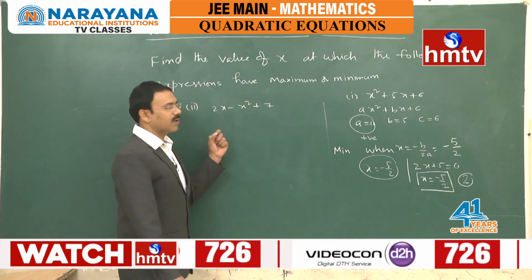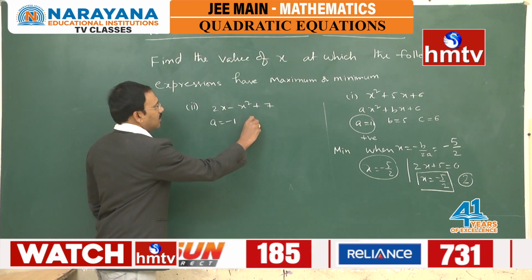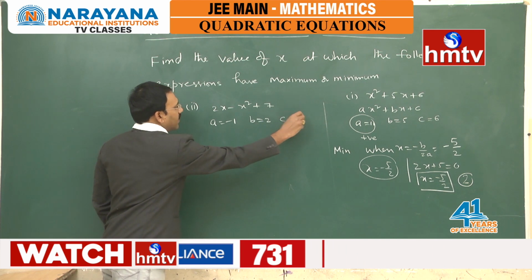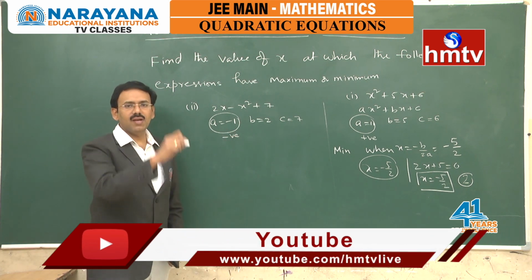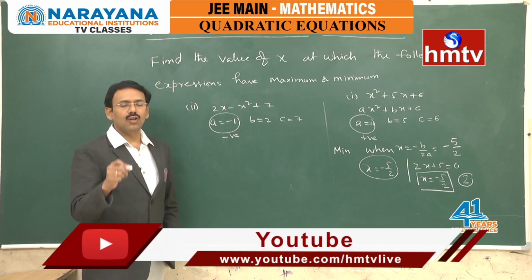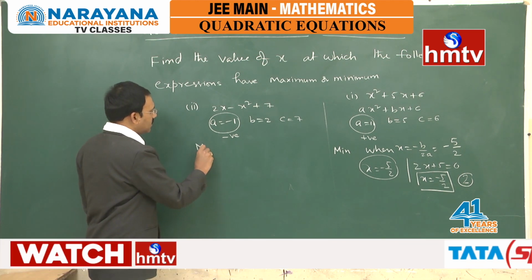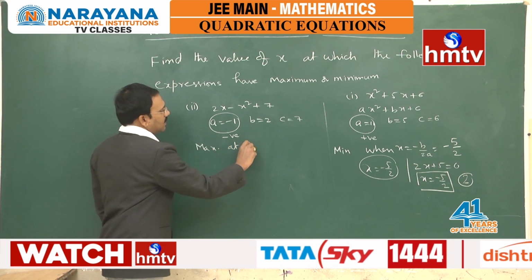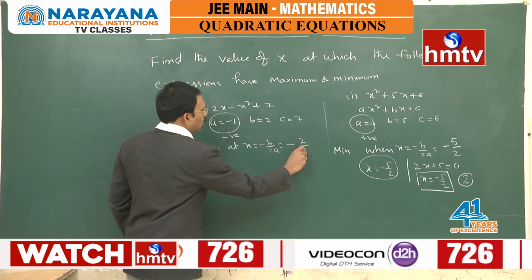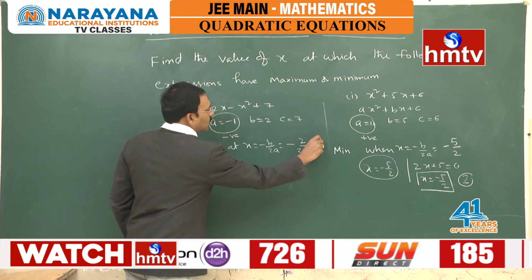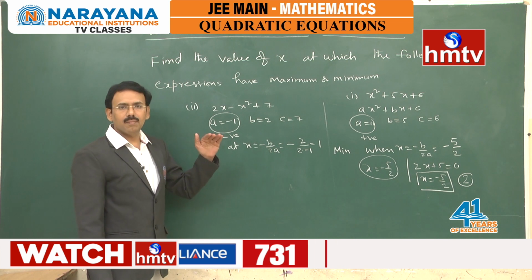Likewise, you come to this problem. This is a quadratic expression where a is minus 1, b is 2, c is 7. Since a is a negative quantity, the graph will be a down parabola and it will have local maximum. So, local maximum value is possible. Maximum occurs at x is equal to minus b by 2a, that is minus 2 by 2 into minus 1, which is equal to 1. That is, when x is equal to 1, it will have local maximum.